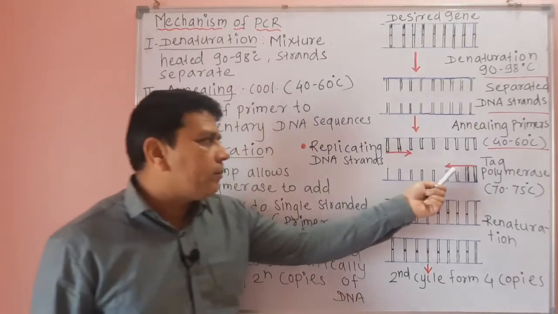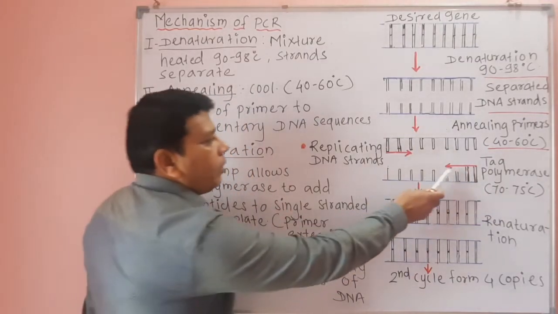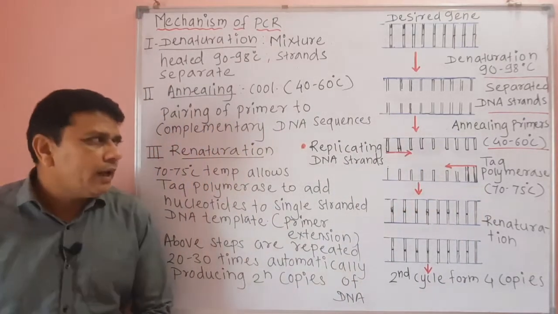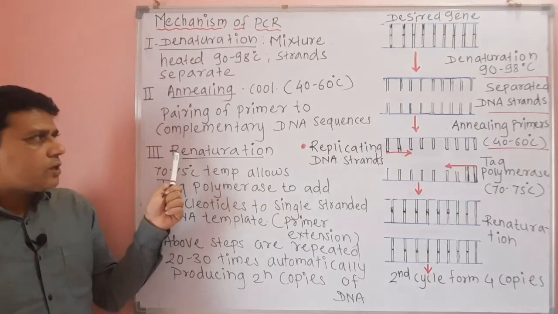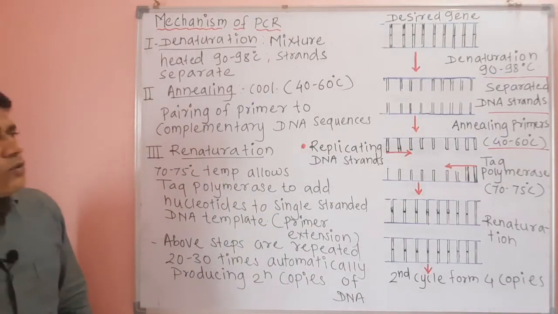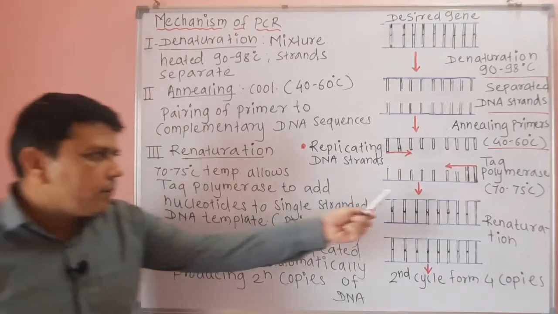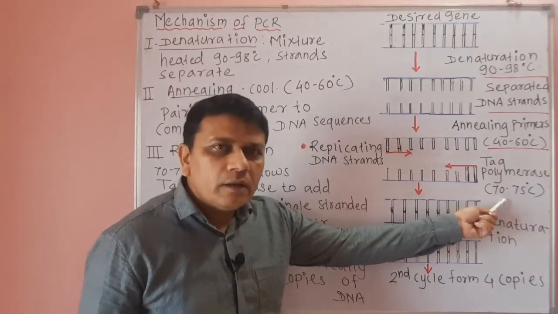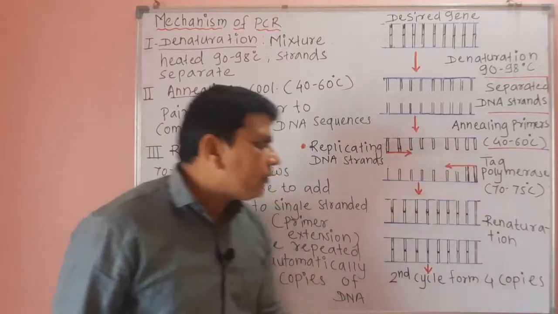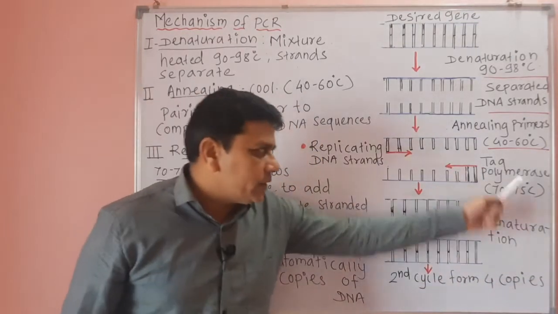That means the DNA primer which is added to the mixture gets paired on the opposite strands, on the opposite side, and then the process of renaturation occurs. Renaturation is the process when the temperature is again raised to 70 to 75 degrees Celsius and a Taq polymerase.